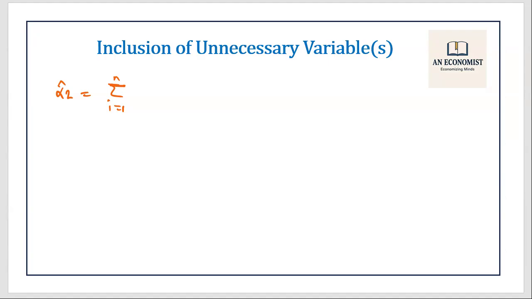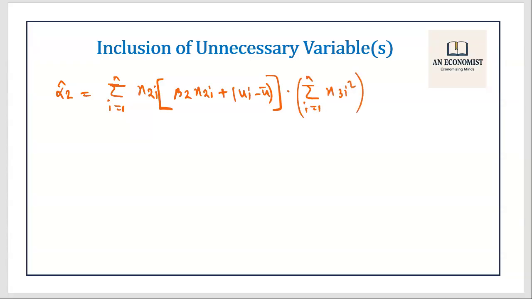So what is alpha 2 cap? x2i is as it is. Now instead of yi, write this entire expression that we derived: beta 2 x2i plus ui minus u bar, and then summation i from 1 to n x3i square is there, minus, what do you have? Summation i from 1 to n.